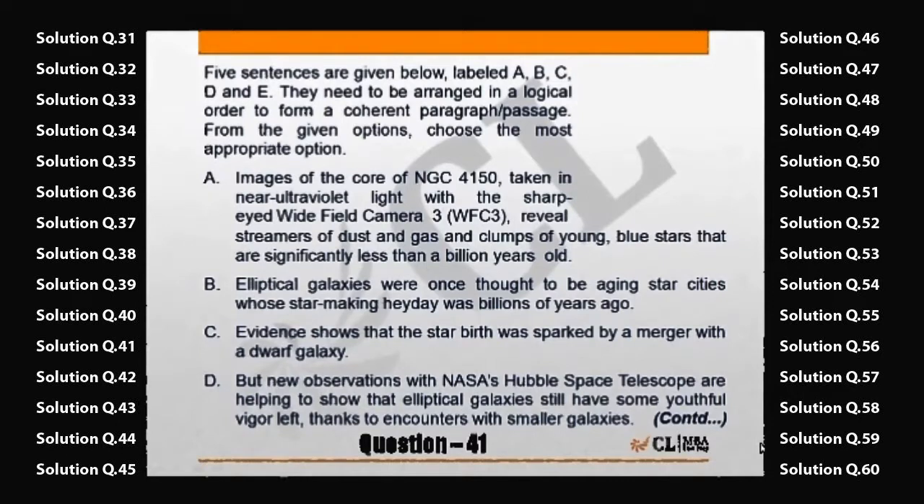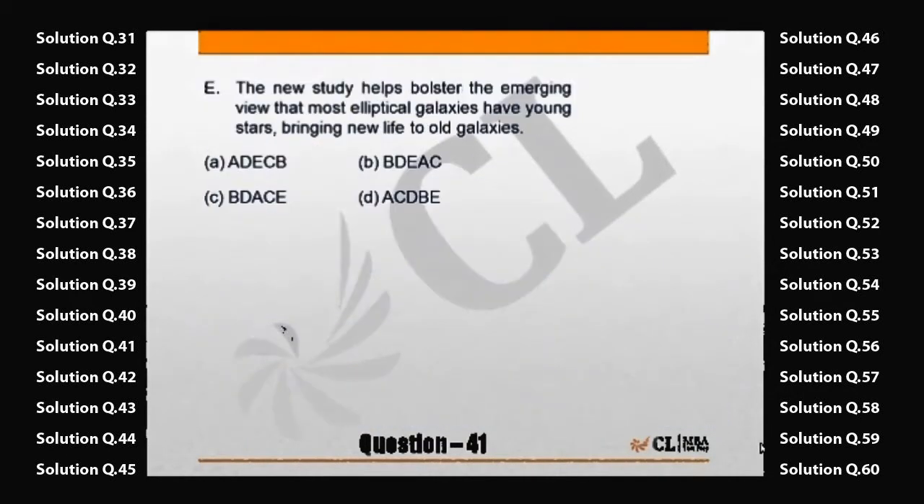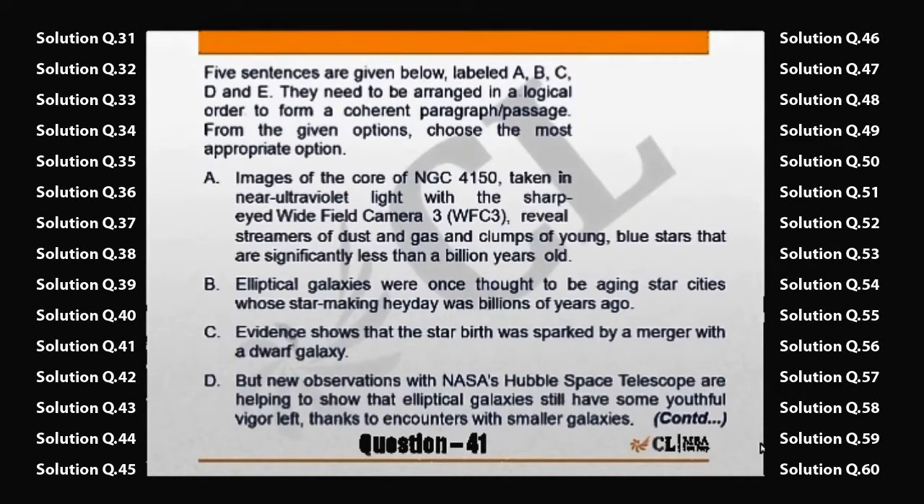Question 41, a question of parajumbles. It has 5 statements, so let us go through the statements and try eliminating the choices. Statement A. Images of the core of NGC 4150 taken in near ultraviolet light with the sharp-eyed Wide Field Camera 3, WFC3, reveal streamers of dust and gas and clumps of young blue stars that are significantly less than a billion years old. Statement B. Elliptical galaxies were once thought to be aging star cities whose star-making heyday was a billion years ago.